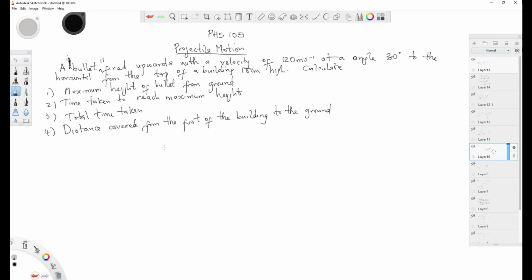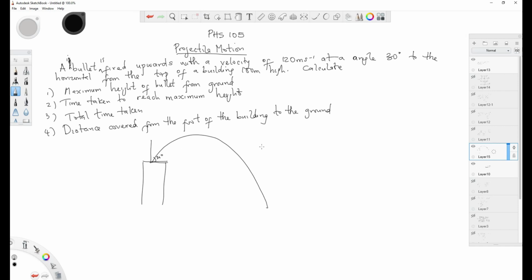Let's draw out everything first. The bullet is fired vertically upward from the top of a building, so there's still a building here again. Let's assume this is a building. It's fired upwards, and the bullet reached the ground. So let's still follow the same projectile motion. Now it goes at an angle 30. That's if you draw out that stuff that we did from the beginning. 30 degrees to the horizontal.